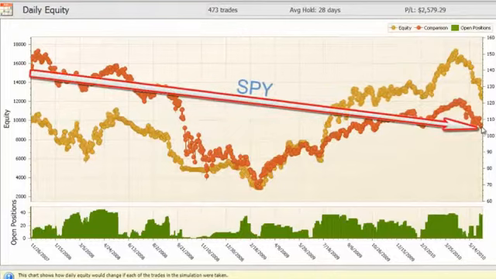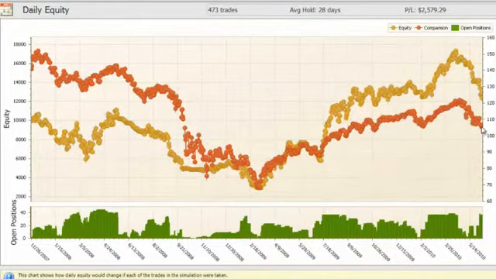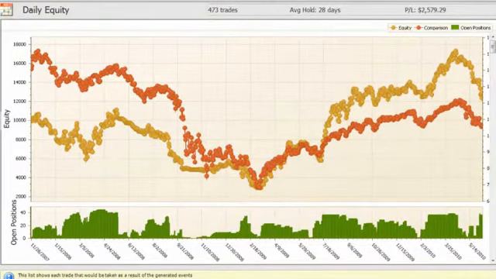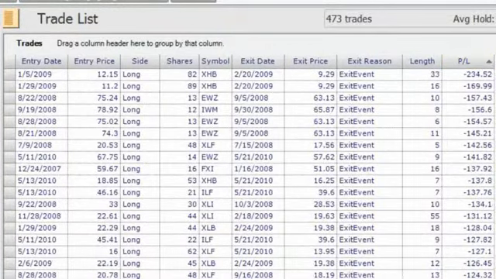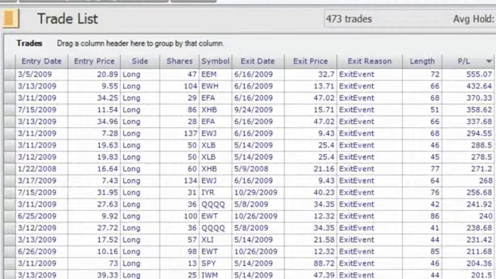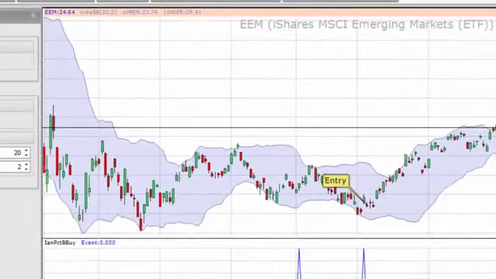That's good. Useful to know. Now we could look at some individual trades if we wanted to, maybe the biggest loser, if you're interested in that, or the biggest winner. Okay, sure. So what's the biggest winner? EEM is the biggest winner. It was a $555 winner, and we can see the trade here.